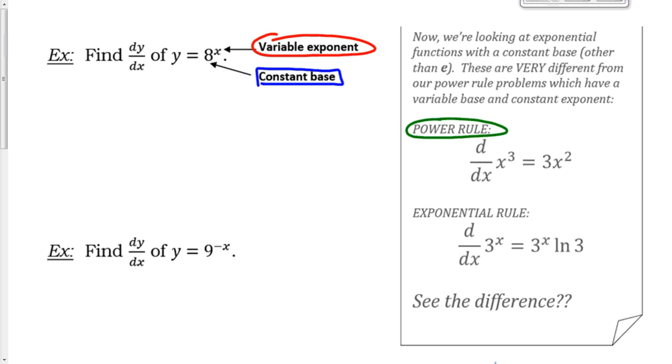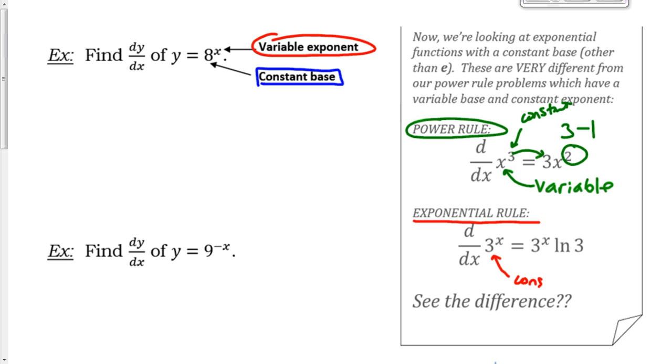So the power rule is when I have the derivative of x cubed, I know the exponent comes down, and then this new exponent is the old exponent minus 1. And that's when the base is the variable, and the exponent is the constant. But what we're working with is opposite. We've switched those two things. So when we look at the exponential rule, my base is a constant, and the exponent is the variable. And that's when we're going to use this rule that we have here.